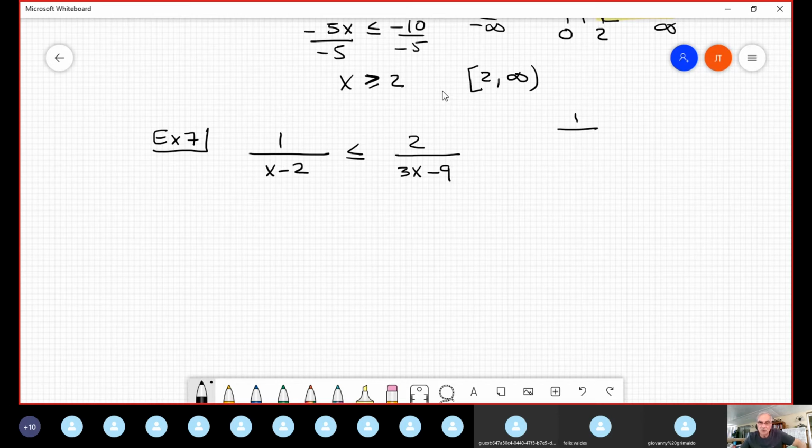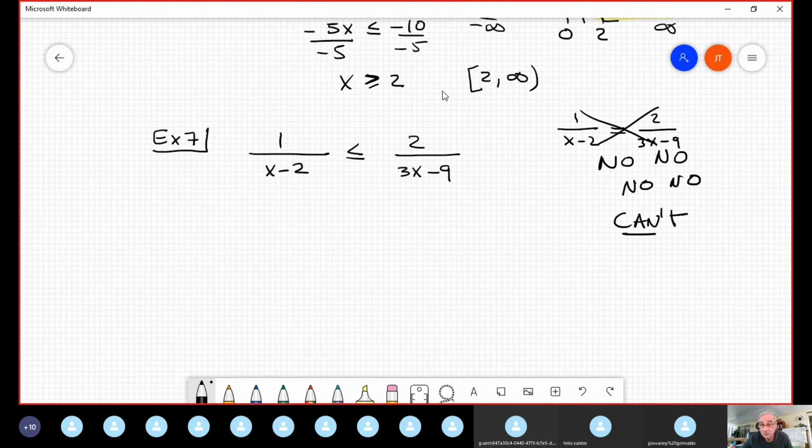Some people believe it works similarly to an equation, so they apply cross multiplication. In an equation, yes. Here, no. You can't do that. They're two separate expressions, one is less than or equal to the other, so you can't cross multiply. No cross multiplication. This is a mistake.